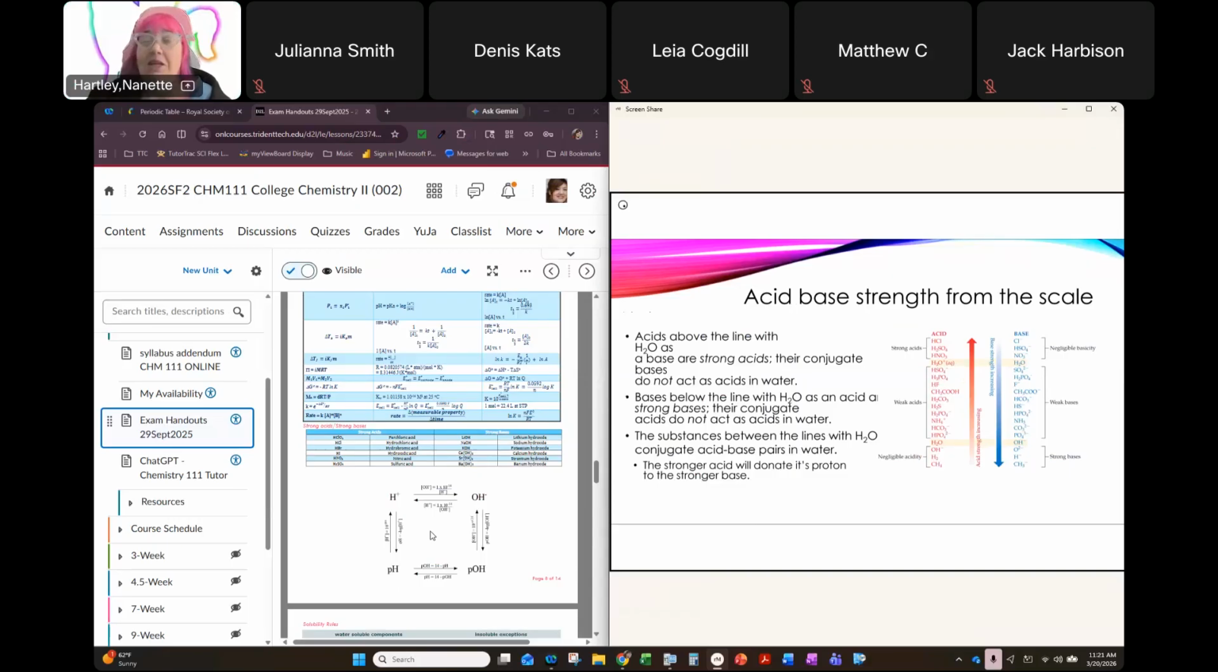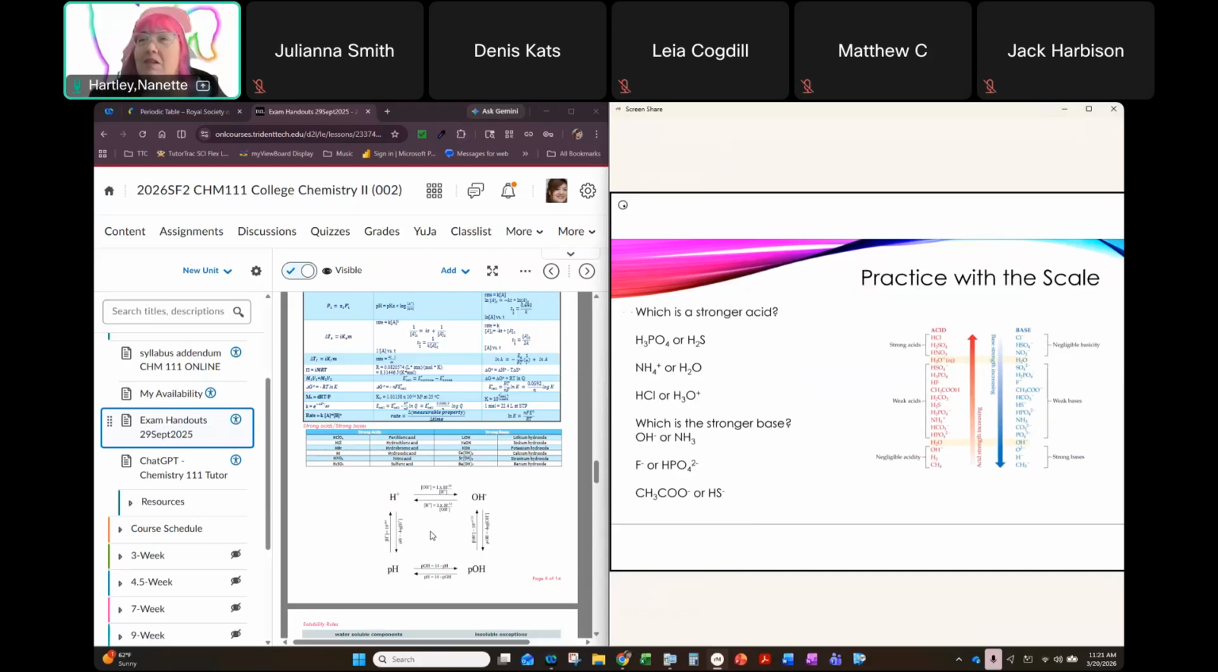So, looking at what this might look like, which is the stronger acid? H3PO4 or H2S? Well, I'm going to find H3PO4, which is right here, and H2S. Since H3PO4 is above it, I would select this one.